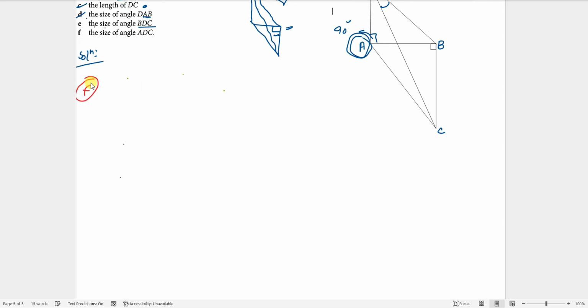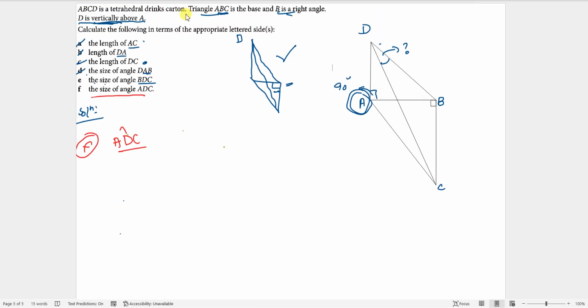Okay, finally to the F part, we have to find the size of angle ADC. Angle ADC. So we have to find angle D. So angle D is here. That is angle A, D, and C. So we know what is AD. Yes, from this part, what is AD? We know what is CD or DC, this side. We know this side, we know this side. So this is opposite, this is adjacent, and this is hypotenuse.